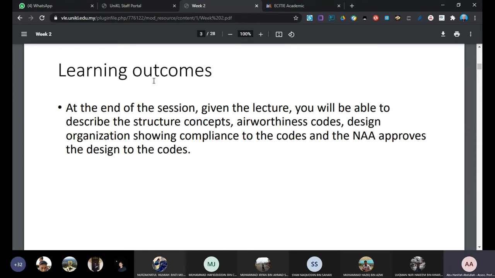And also you are able to understand who to deal with in terms of getting the approval, which authority, for what product, to which authority, and also briefly how you are able to get it from the CM.